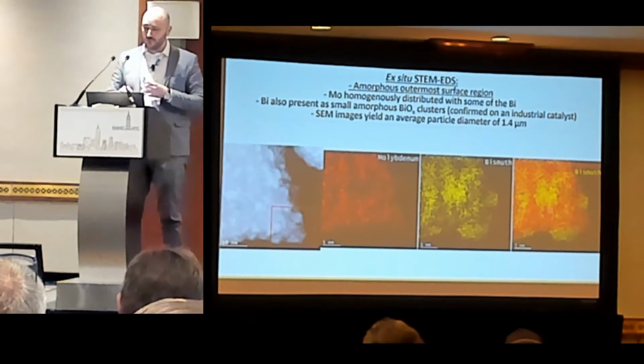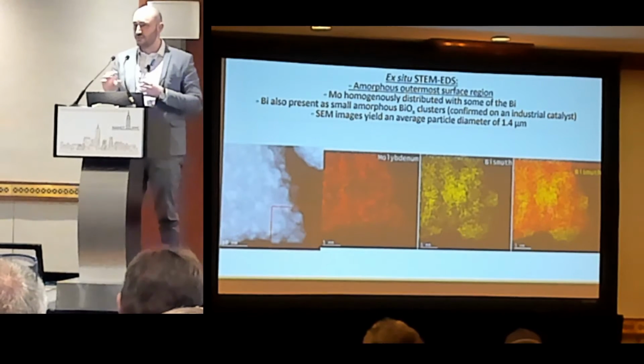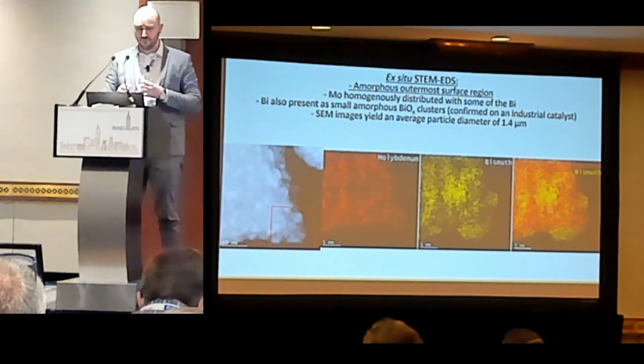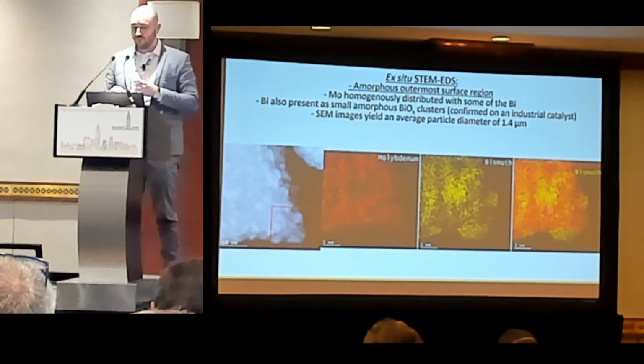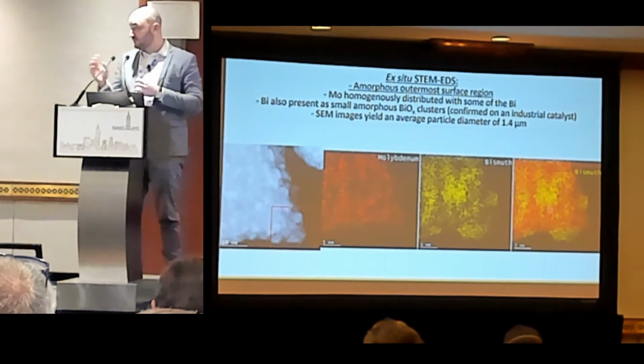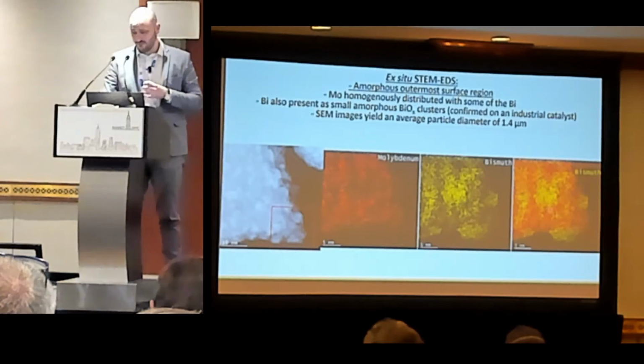And this was further confirmed on industrial catalysts just to make sure that it's not something that happened only in our house. Not shown here, SEM images yielded an average particle diameter of 1.4 micrometers, and that's important for the EPR as we'll see in a second.